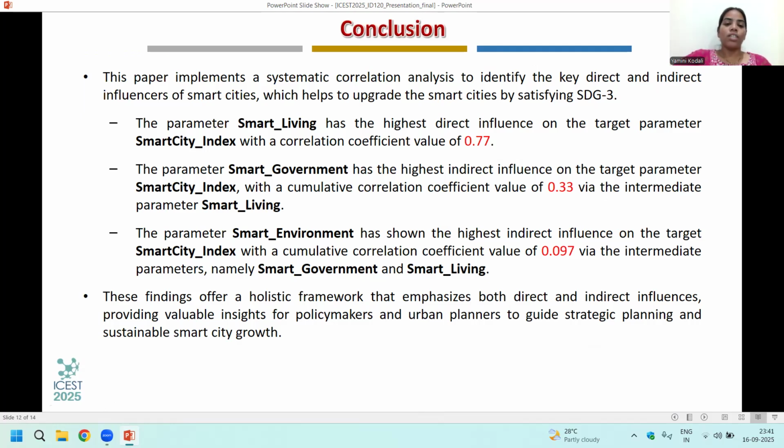These findings offer a holistic framework that emphasizes both indirect and direct influences, providing valuable insights for policymakers and urban planners to guide strategic planning and sustainable smart city governance.